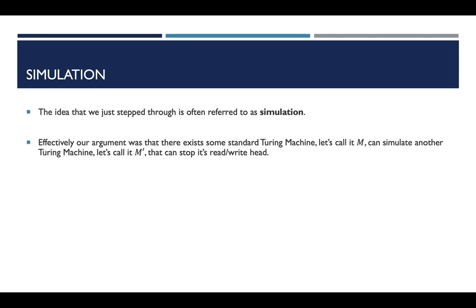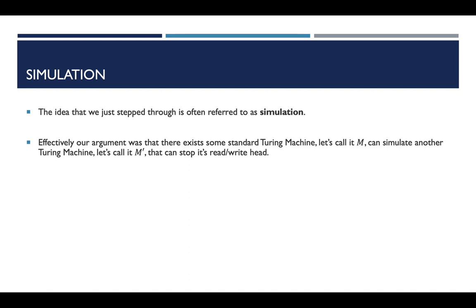The idea that we just fleshed out is often referred to as simulation. Simulation is a really important technique when you're trying to express the equivalence of two different Turing machines. It is not true that you can just make any change to the definition of a Turing machine and arrive at a computational construct that has the exact same computational power. In order to prove that one machine has the same computational power as another, what you have to be able to do is simulate one machine with the other.